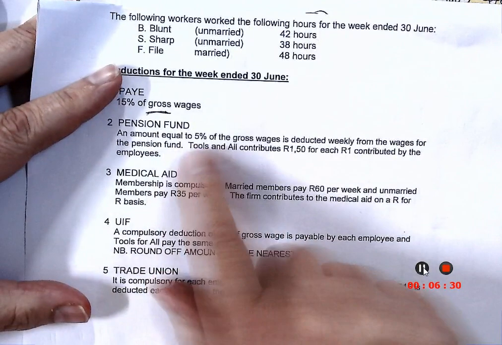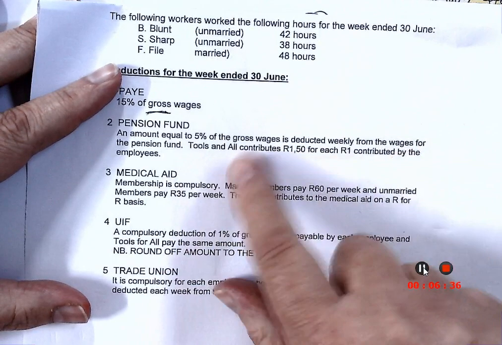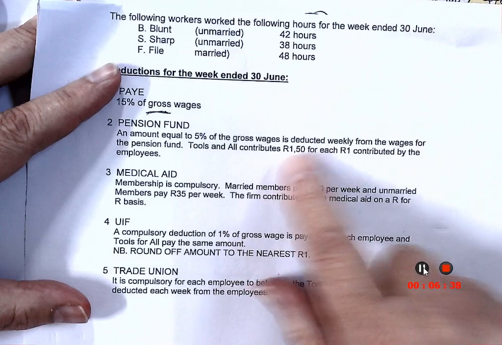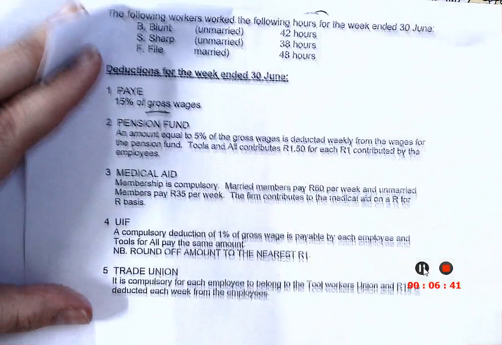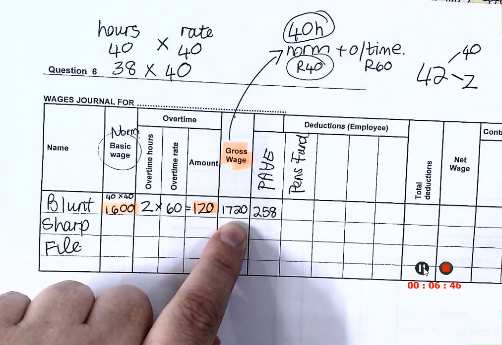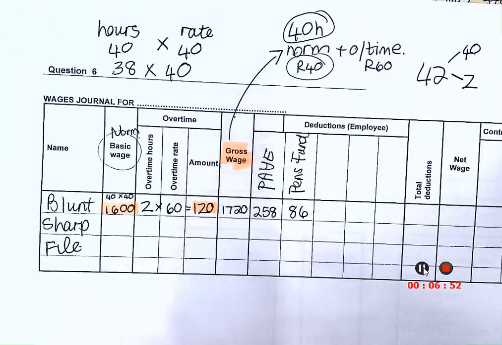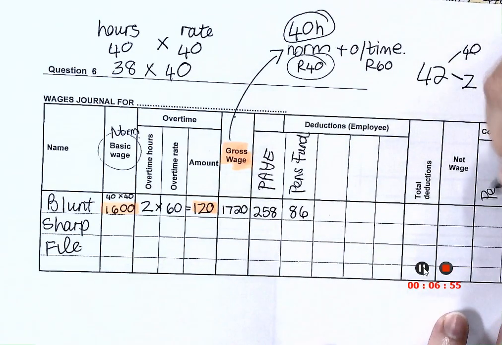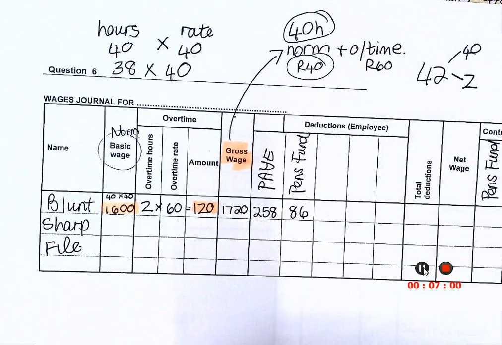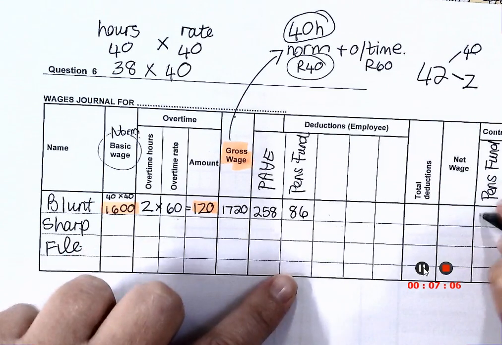Okay. So if I read pension, they say 5% of the gross is deducted weekly from the wages, and we contribute R1.50 for every R1. So 5% of the gross, so 1720 times 5% gives me 86 Rand. Now, my pension fund contribution, they say it's R1.50 for every R1. So I'm going to say 86 times R1.50. So it gives me 129.